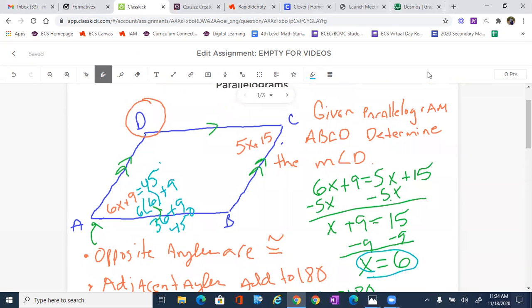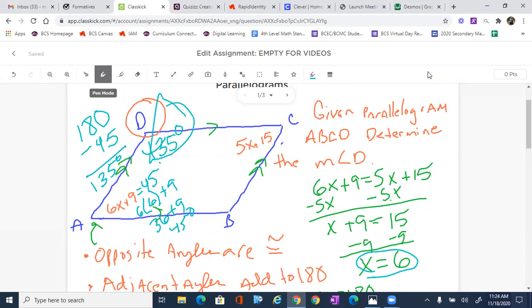In order to find D, I'm just simply going to take 180, because they're adjacent to each other, and subtract off the 45. When I subtract off 45, that is going to give me 135. So that is 135 degrees. Okay, and that's how we solve those angles with parallelograms.